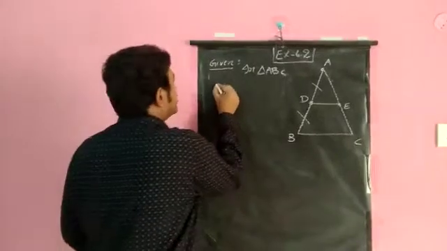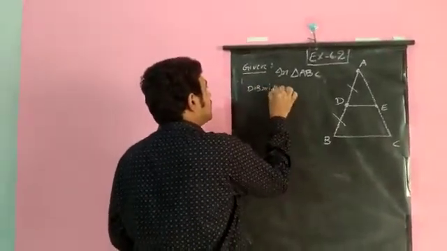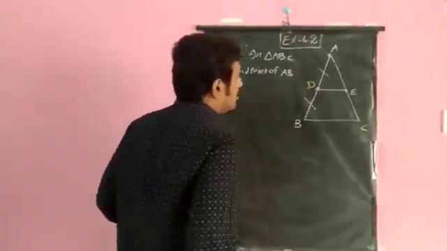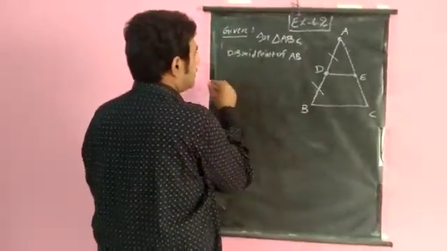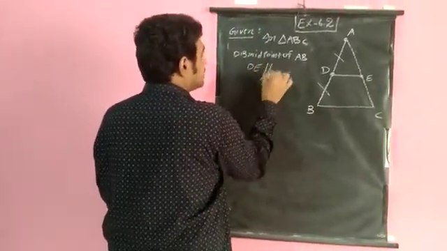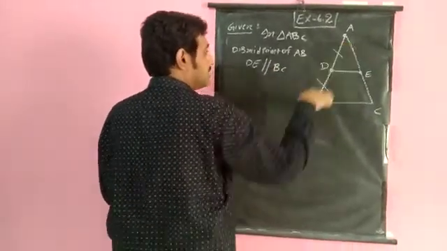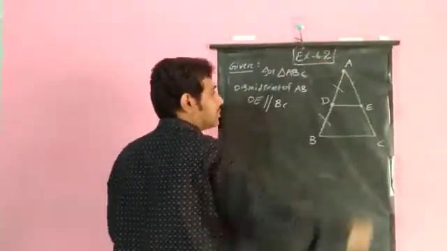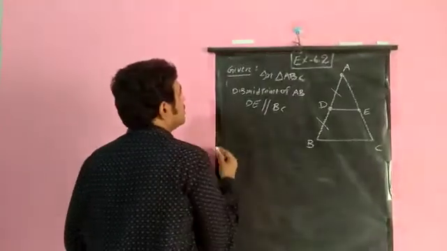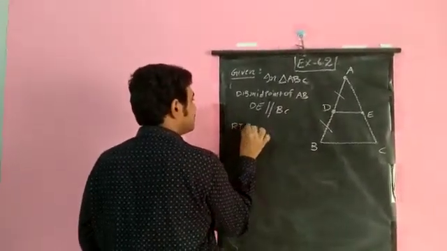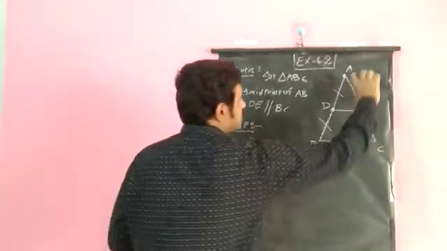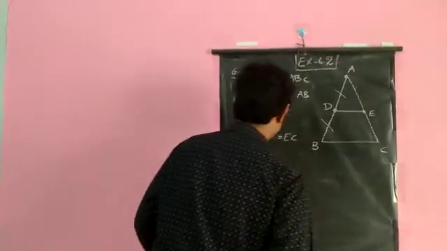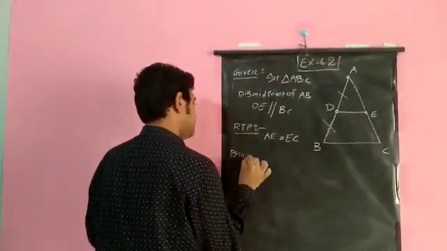Notations. In triangle ABC, D is the midpoint of AB, and this DE is parallel to BC. A line drawn from the midpoint of one side parallel to another side bisects the third side. Midpoint of AB, parallel to BC. So I have to prove that it bisects the side AC. That is the given, and the thing we need to prove is that it bisects the third side. Dividing it into halves means if I prove this AE equals EC, that will be what we need.